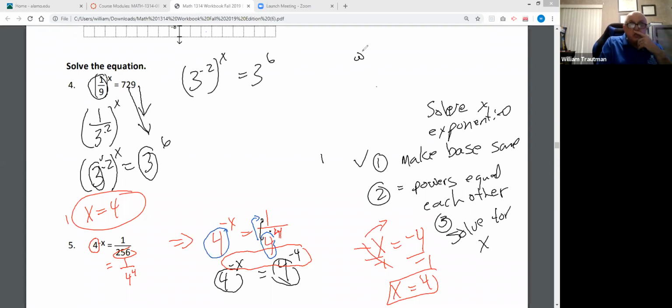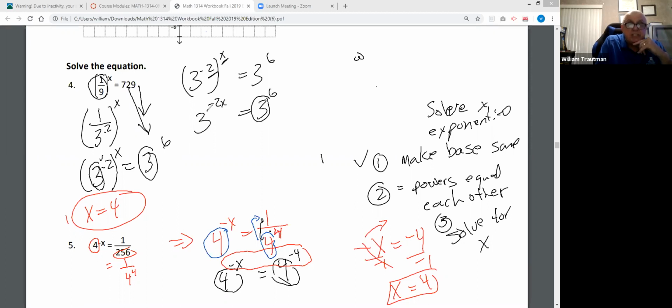All right, there's a rule when you have a power and it has a power. When you have a power that has a power, you can multiply those two together. So you need to know that exponent rule. I think we went over these. I'm hoping we went over these. Power raised to a power, you multiply. Negative 2 times x is negative 2x.